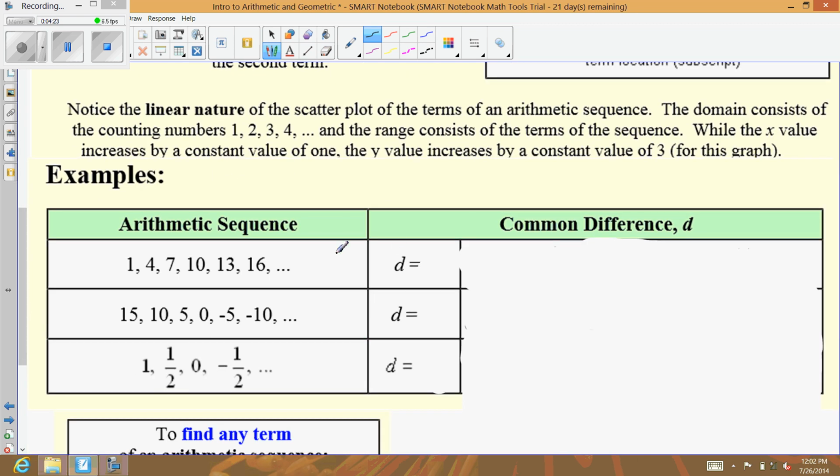All right, so here's some other examples. Remember the D is your common difference, and that's what you're looking for.